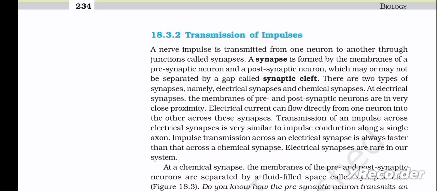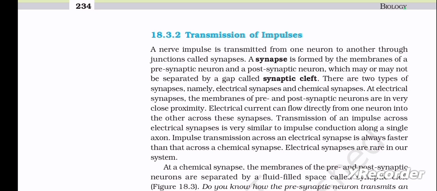Next is 18.3.2, transmission of impulses. A nerve impulse is transmitted from one neuron to another through junctions called synapses. A synapse is formed by the membranes of a presynaptic neuron and a postsynaptic neuron, which may or may not be separated by a gap called the synaptic cleft. There are two types of synapses, namely electrical synapses and chemical synapses.